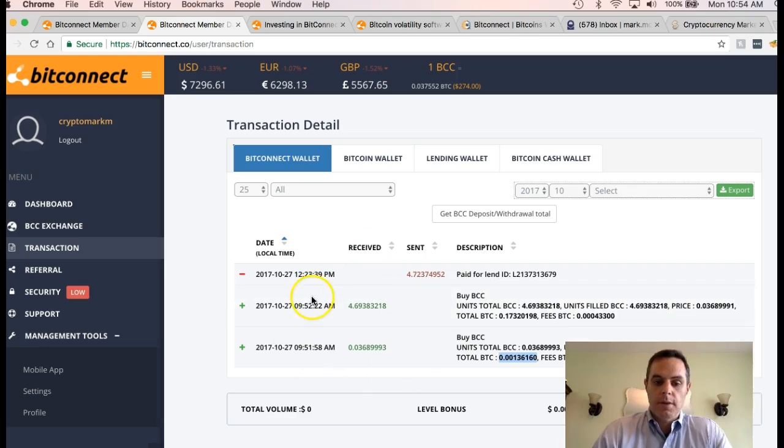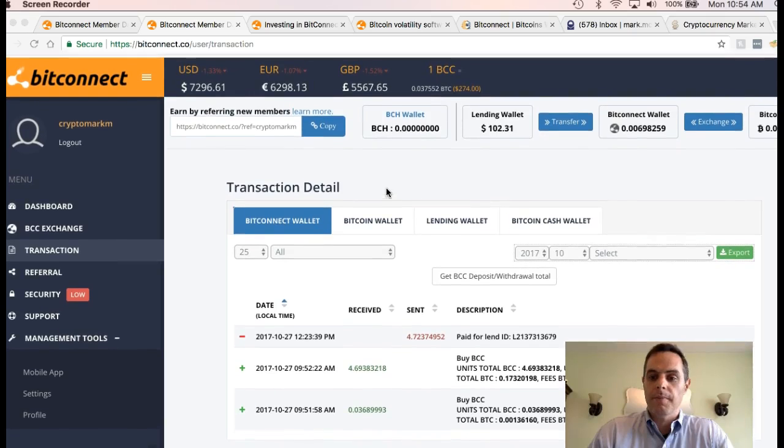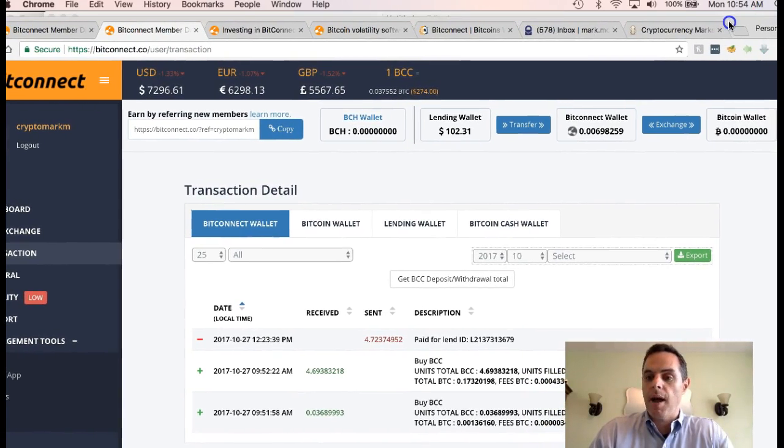If you look at this detail here on the 27th of October, 2017, I had received... I'm sorry, let me backtrack real quick to how this works. Ultimately, you have to buy Bitcoin first, and then you exchange your Bitcoin into BitConnect coins. So I had $1,010 in Bitcoins that I exchanged into BitConnect.